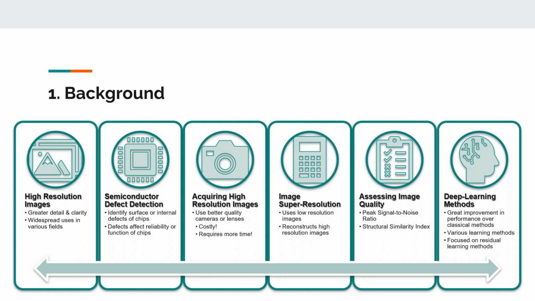High-resolution images are desirable in many fields due to containing more detail and higher clarity. In the case of defect detection in semiconductors, these high-resolution images enable defects to be detected more reliably due to having more detail. However, it can be difficult to procure high-resolution images either due to cost or time constraints. Image super-resolution aims to solve this by reconstructing low-resolution images into high-resolution ones. We can assess the quality of these reconstructed images by using image quality metrics such as PSNR and SSIM.